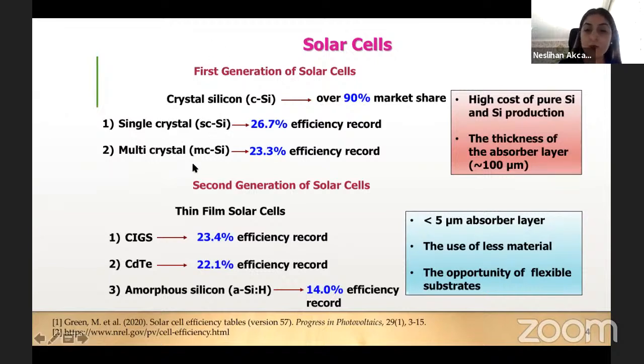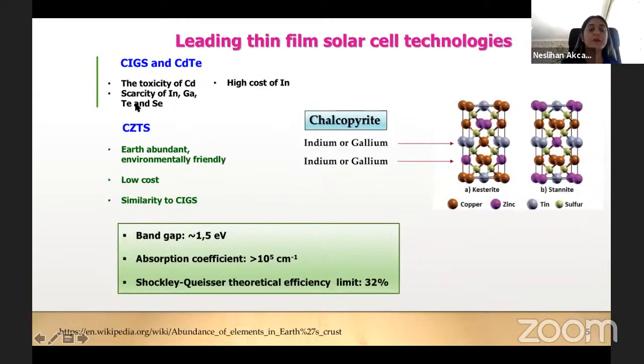They have an advantage due to the use of less material, and it also provides the opportunity of flexible substrates. So when we look at leading thin film solar cell technologies, CZTS is very similar to the commercial CIGS and cadmium telluride solar cells, but CIGS and cadmium telluride have some toxic elements like cadmium, and there is a problem with the scarcity of indium, gallium, tellurium and selenium, and also the high cost of indium is another problem, because kesterite materials, CZTS materials, are very similar to CIGS.